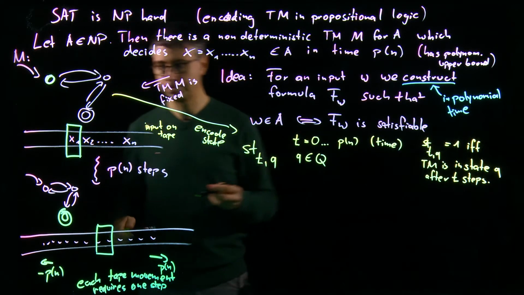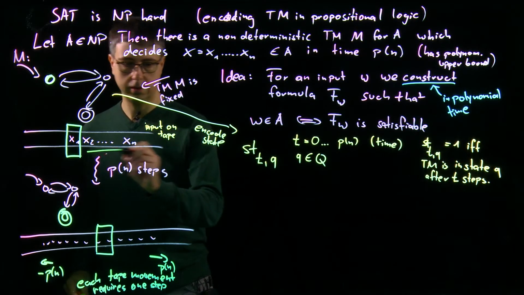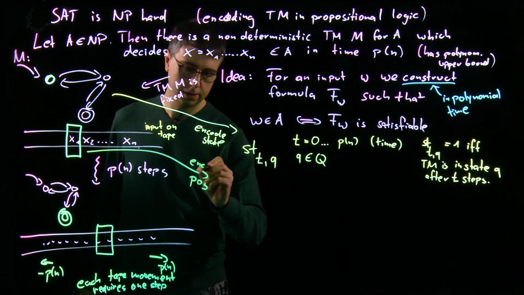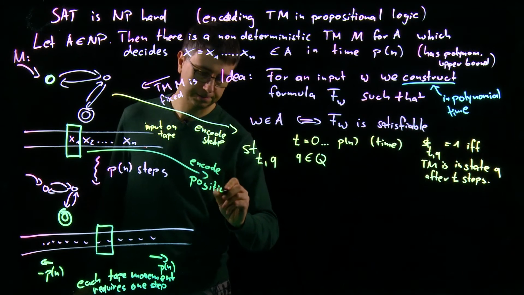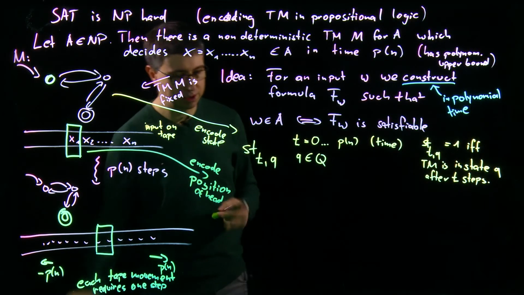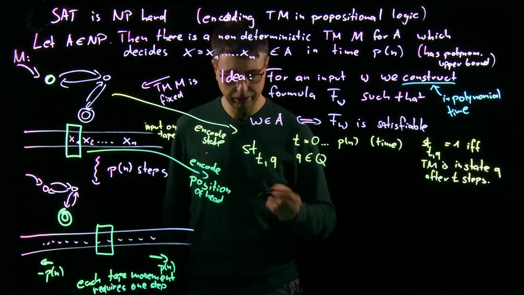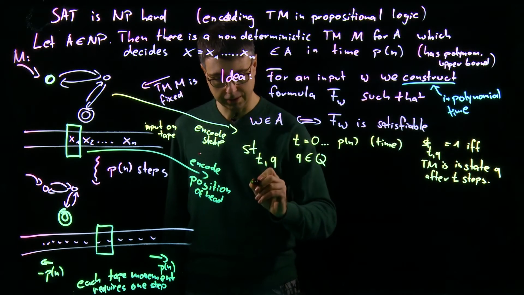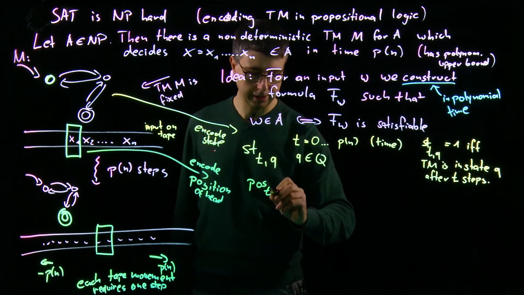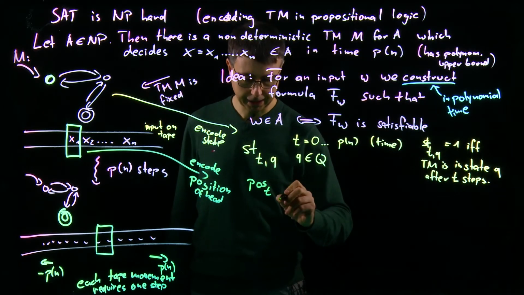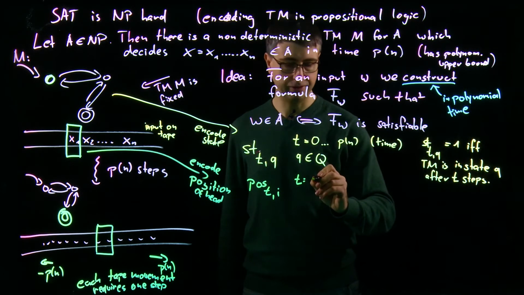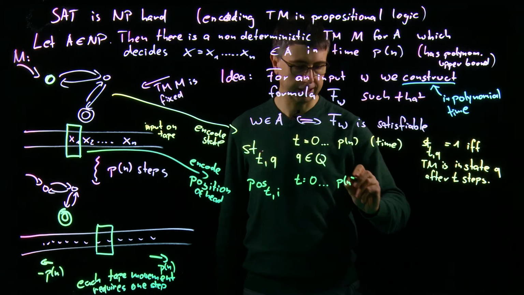Second part we have to encode is the position of the head. And we use a similar idea to encode the position of the head. We'll use a propositional variable, which can be true or false again, and this propositional variable will be called pos for position. And here the position depends again on the time t and on the position I. And t will vary from 0 to p of n, again because it models the time.